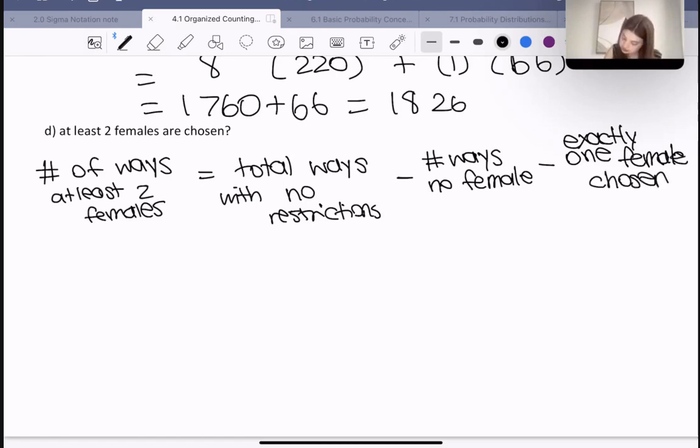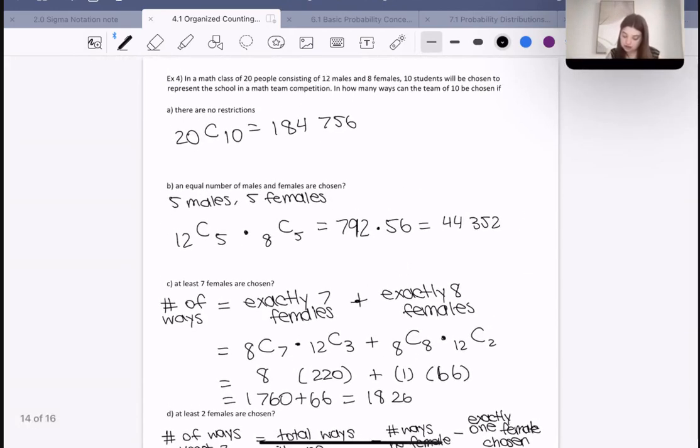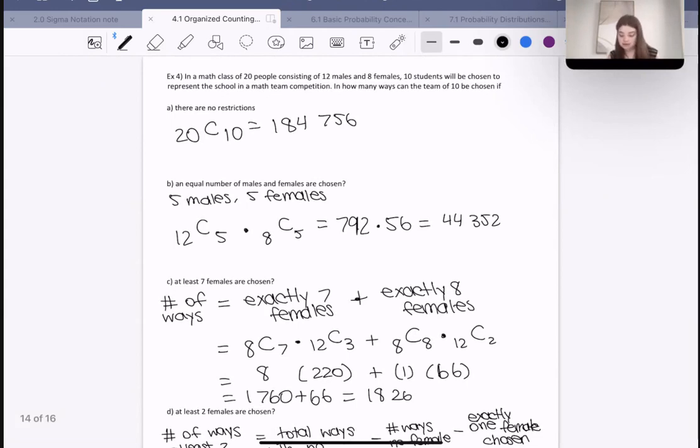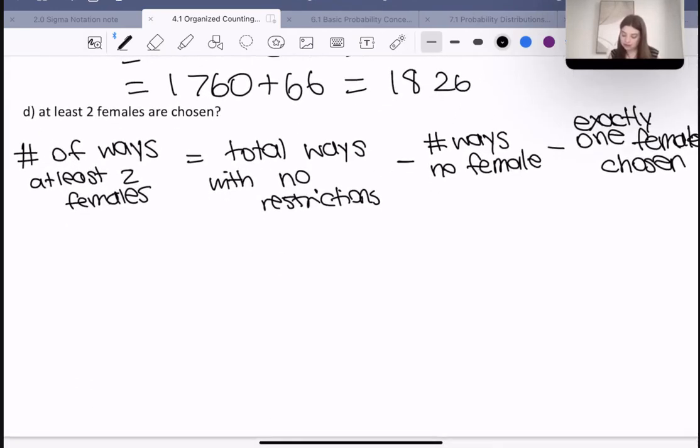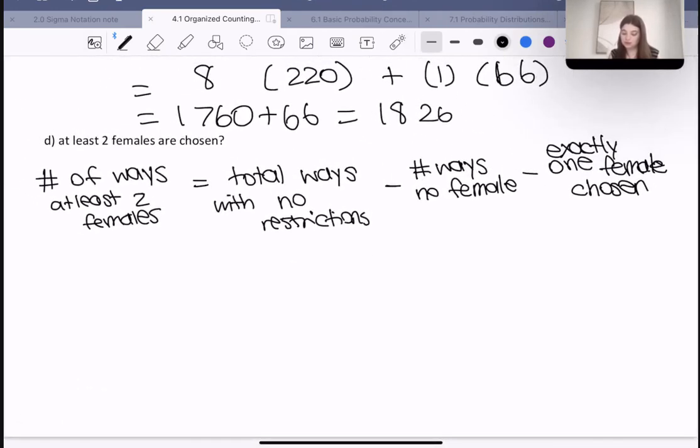So it's not very likely that there's no females chosen or only one, so we're expecting this answer to not be equal to 184,756, but to be very, very close to that. Because, how likely is it that there's not going to be any females or there's only going to be exactly one? There's a lot more ways for there to be 2 or 3 or 4 or 5 or 6 or 7 and 8 females. Okay.